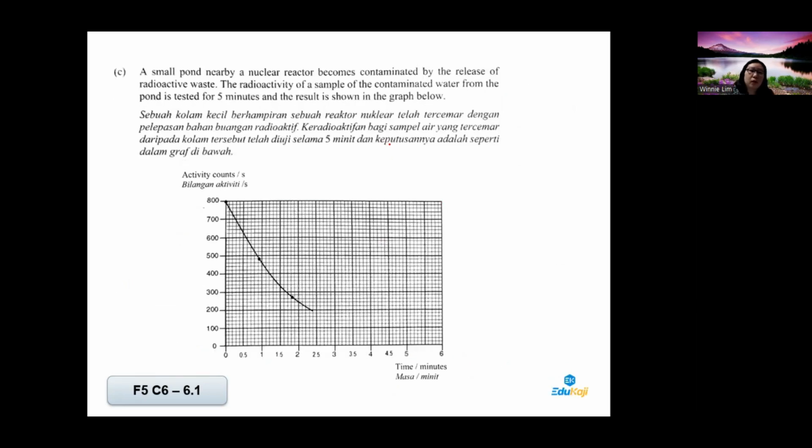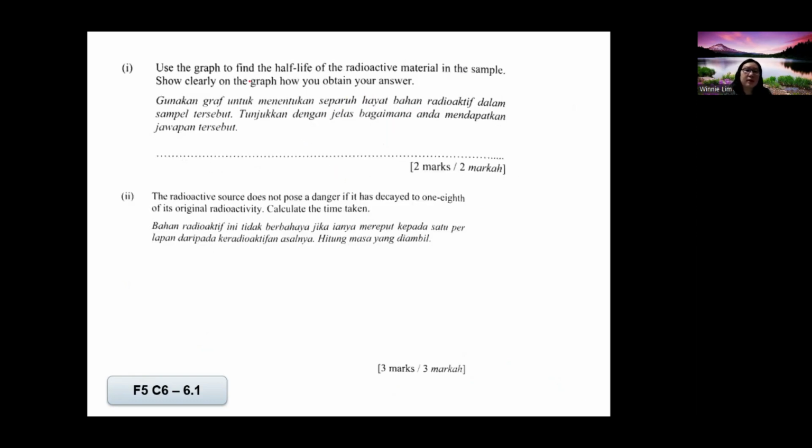Next, a small pond nearby a nuclear reactor becomes contaminated by the release of radioactive waste. A sample of the contaminated water from the pond is tested for 5 minutes, and the result is shown in the graph. This is basically a decay curve. They say use the graph to find the half-life of the material of the sample, and show it on the graph. That's why there are 2 marks.